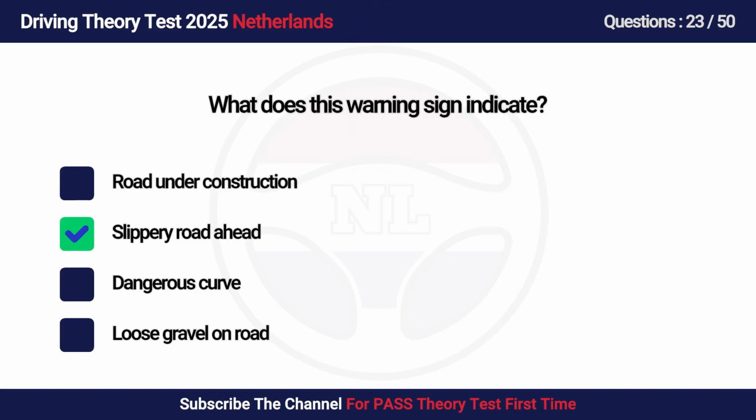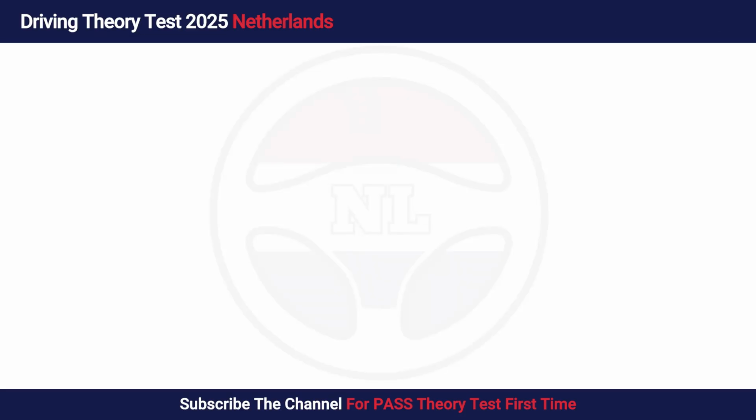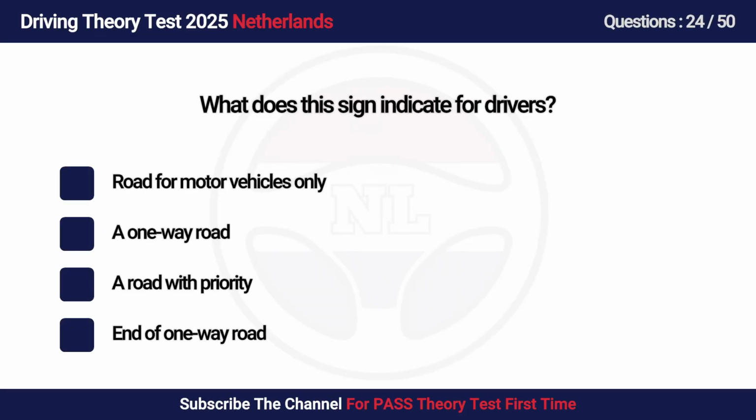Answer is B. Slippery road ahead. This sign warns drivers that the road ahead may be slippery, perhaps due to ice, water, oil, or fallen leaves. Reduce speed and avoid sudden braking or steering. Question 24. What does this sign indicate for drivers?